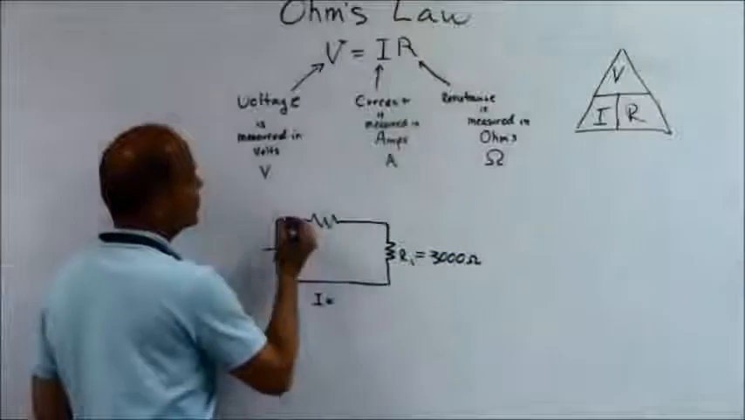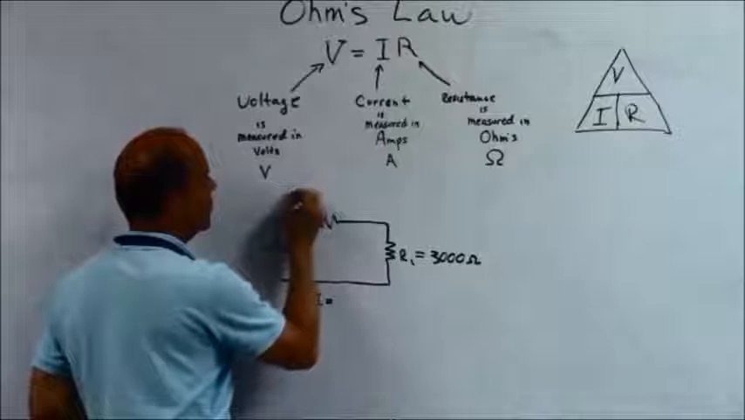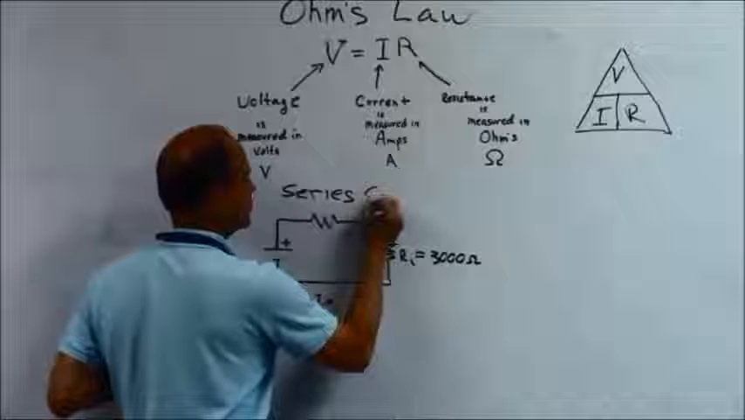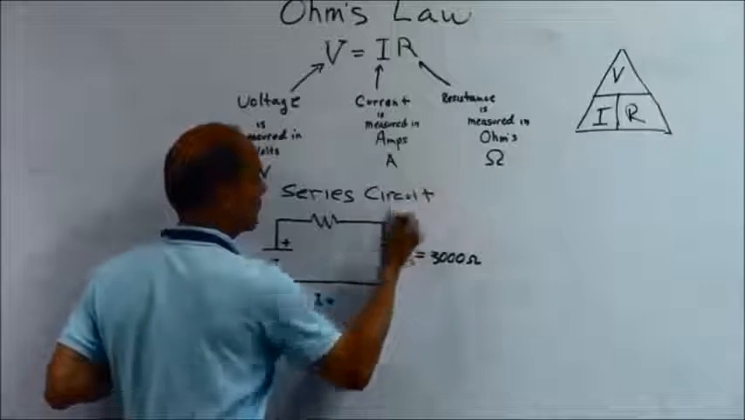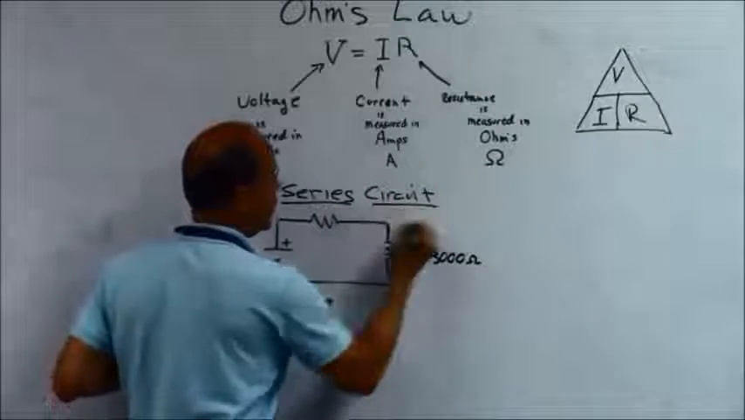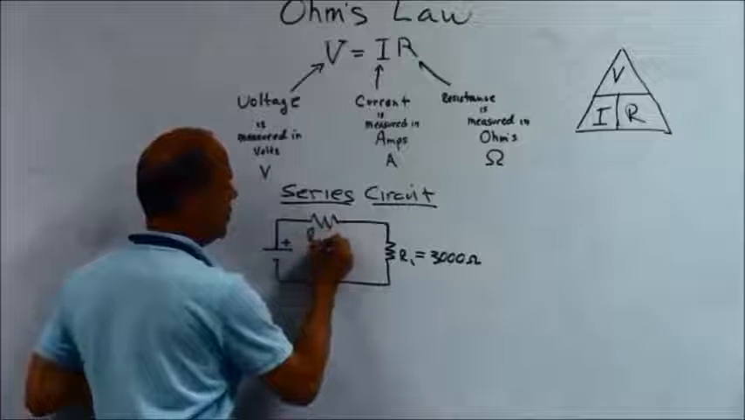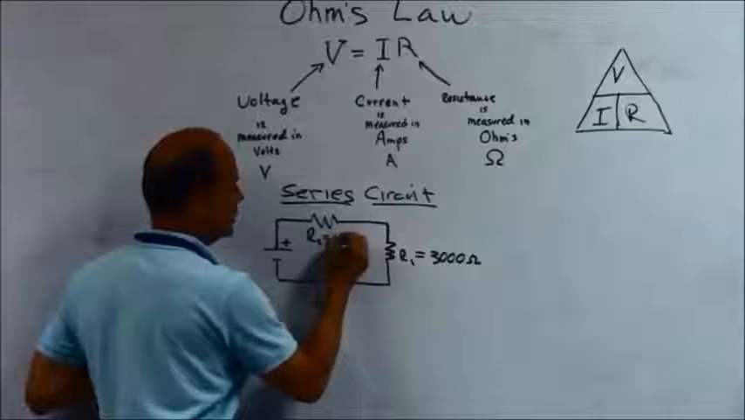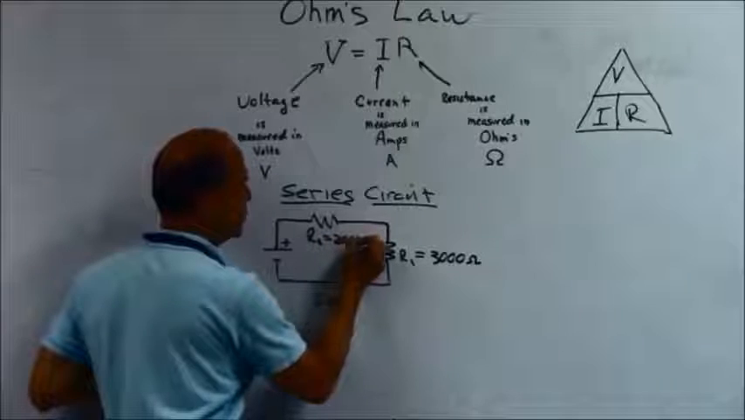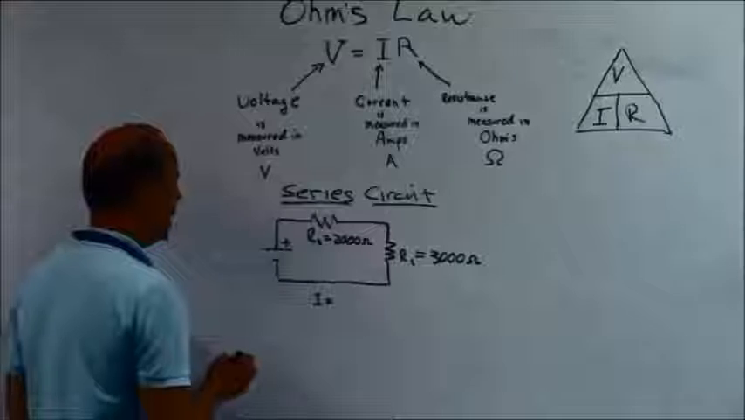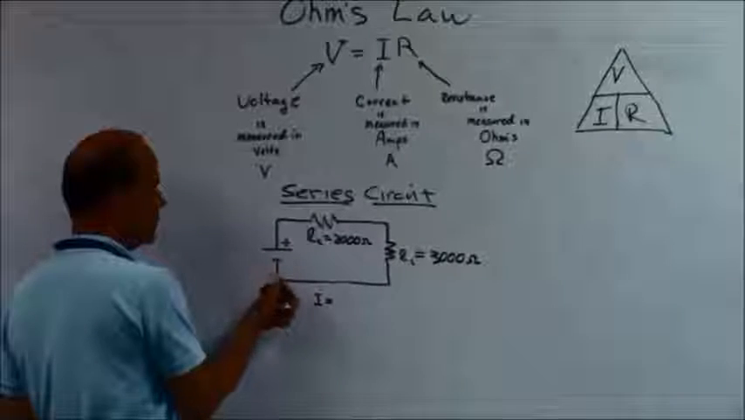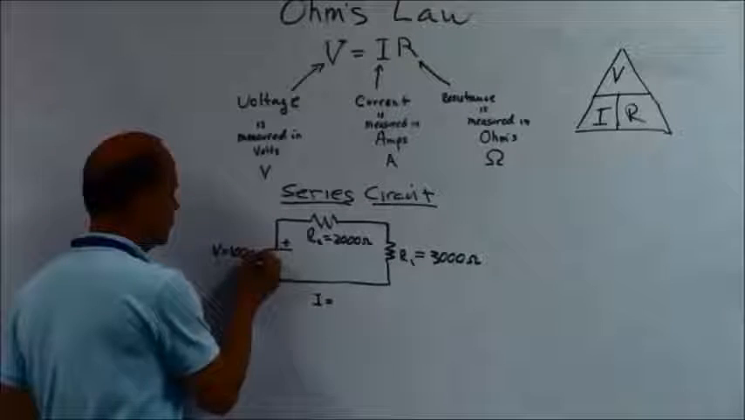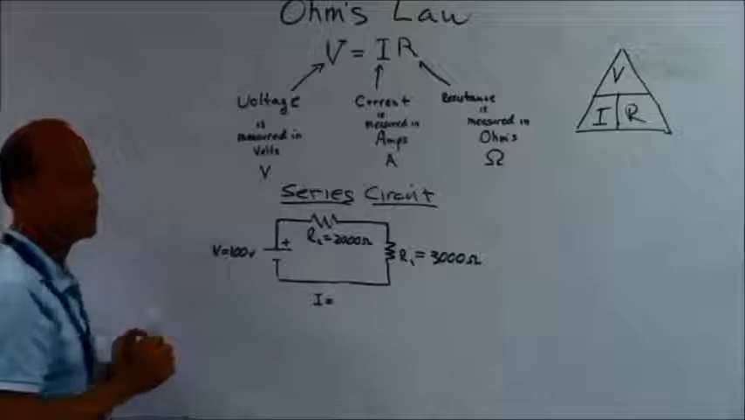And so what I want you to do is you're going to write another circuit, and you're going to call this a series circuit. In a series circuit, we have two resistors, R1 and R2. R1 is equal to 3,000 ohms. R2 is equal to 2,000 ohms. We're going to make the numbers nice and round, so we're going to have a voltage of 100 volts. And we want to know what the current flow is.